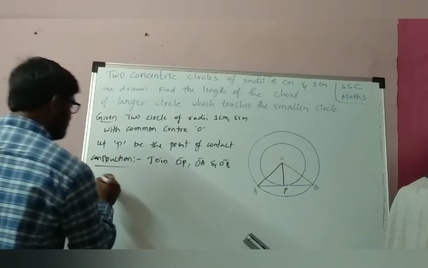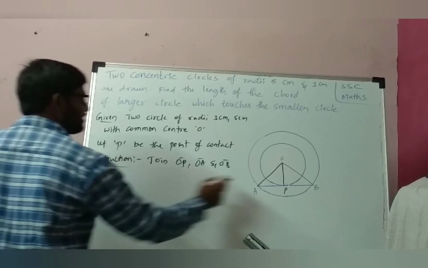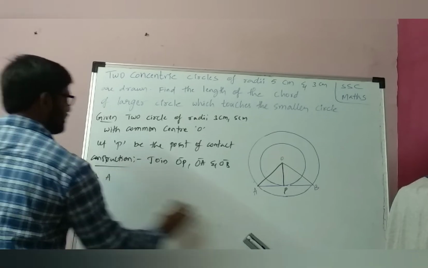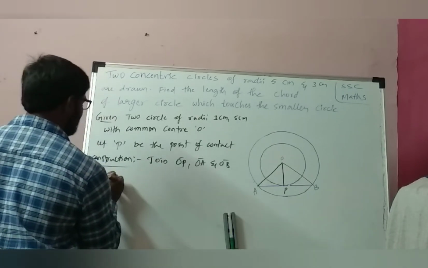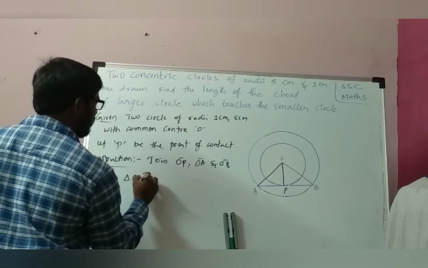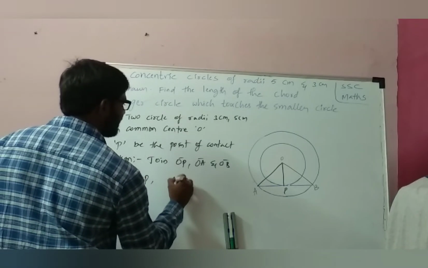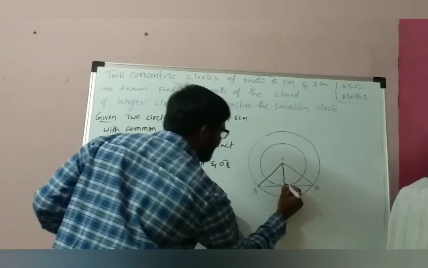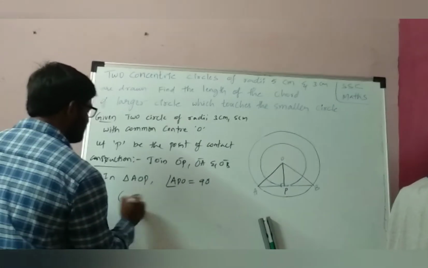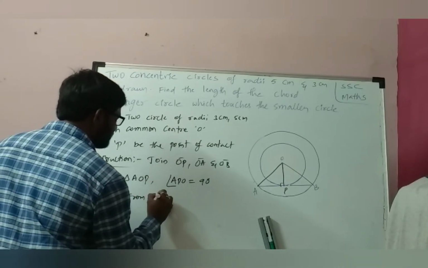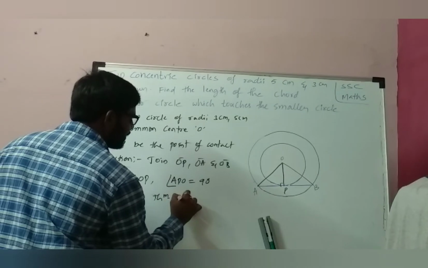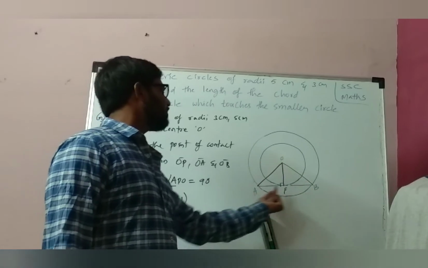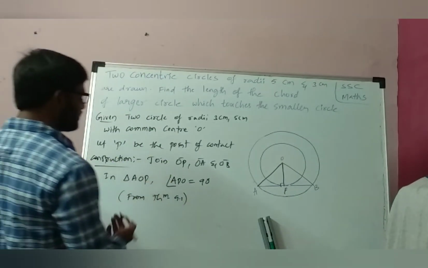Now in triangle AOP, angle APO equals 90 degrees. Why? Because from theorem 9.1, what is theorem 9.1? The radius of the circle is perpendicular to the tangent. So OP is perpendicular to AB.